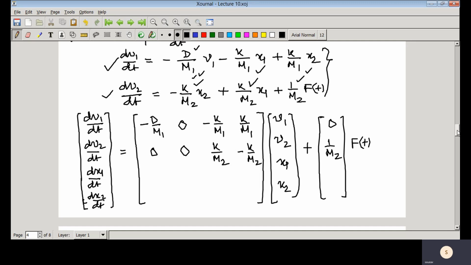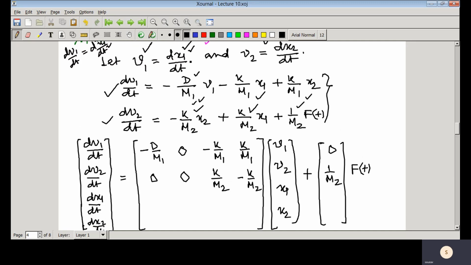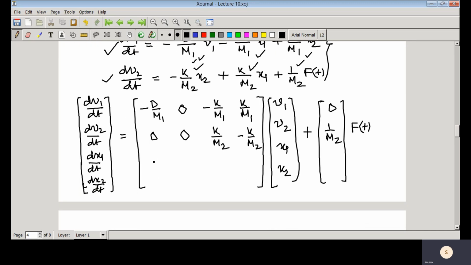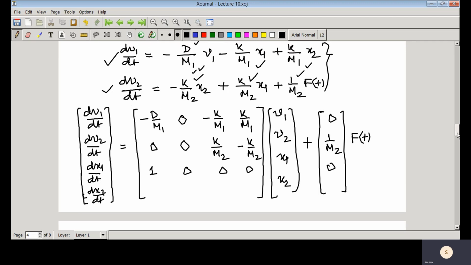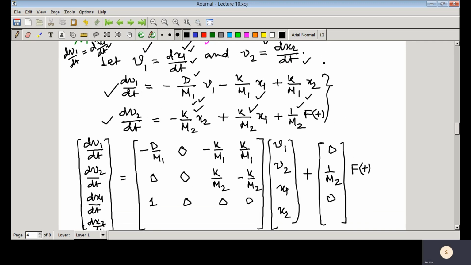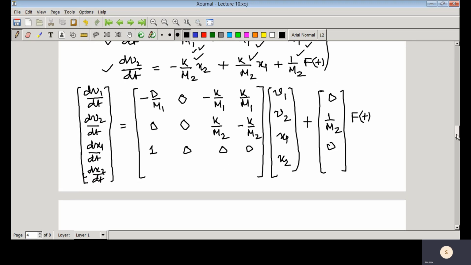Similarly, what is dx1 by dt? So dx1 by dt equal to v1, so that means here you put 1 and all three terms are zeros. And similarly, what is dx2? So dx2 equal to v2, so here you put 1 and other terms are 0. So this is actually the state space modeling.